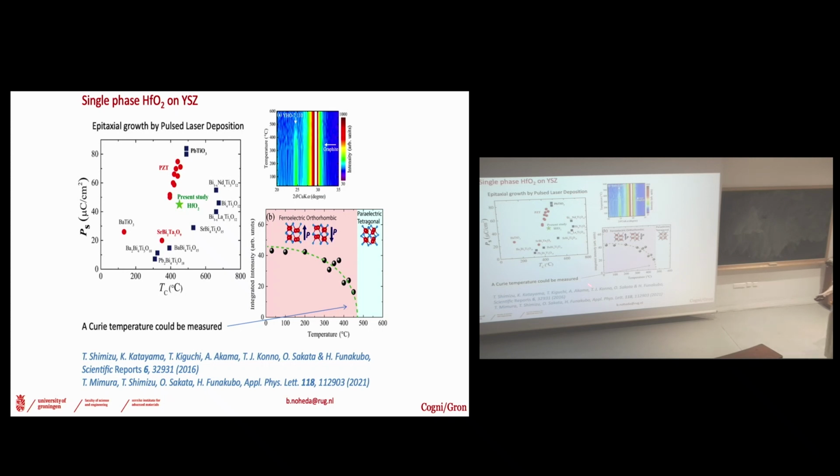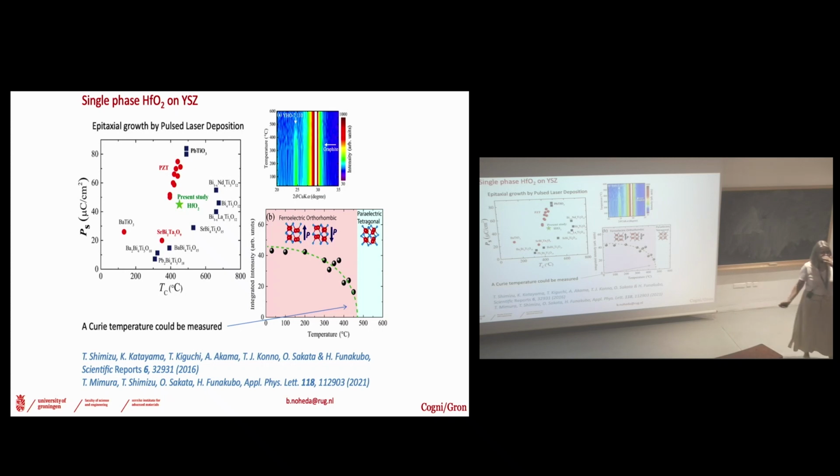Because of this very good quality of the epitaxial films, they also grow them by pulsed laser deposition. They could actually follow one of the structural peaks that disappeared at about 400 Celsius, and it looks like a phase transition, like what you expect for a phase transition. So this is one of the few papers that show a phase transition in ferroelectric hafnia, happening around 450.